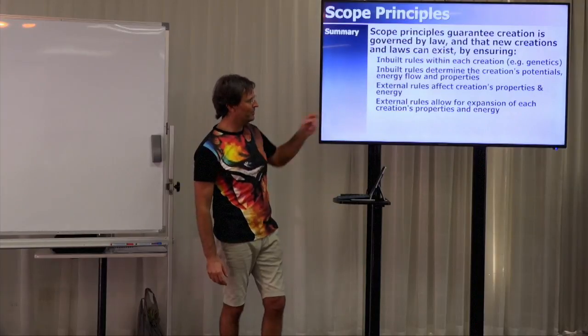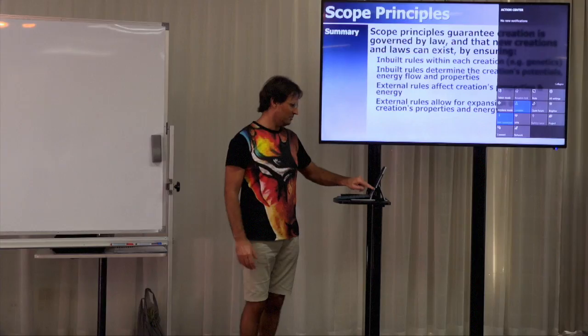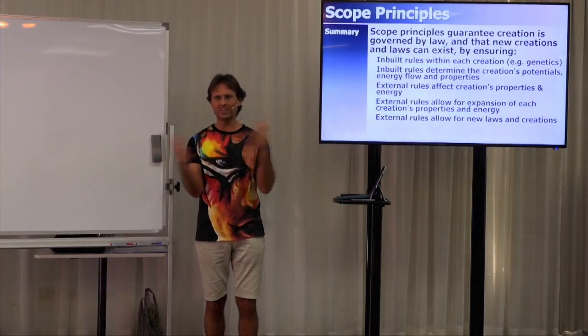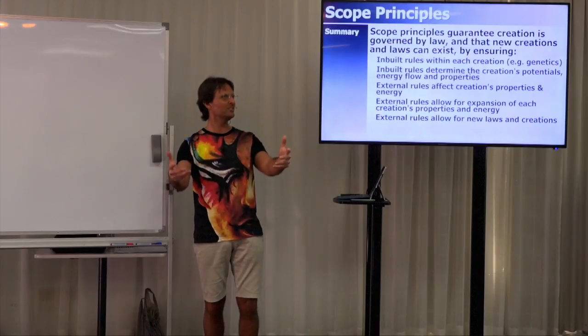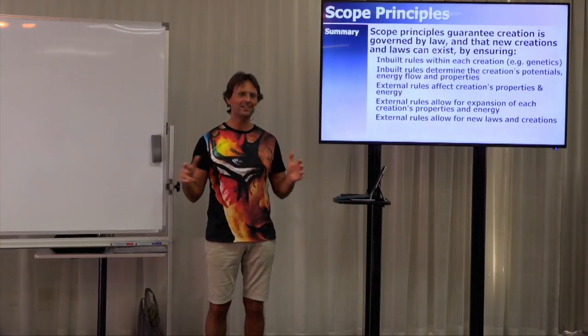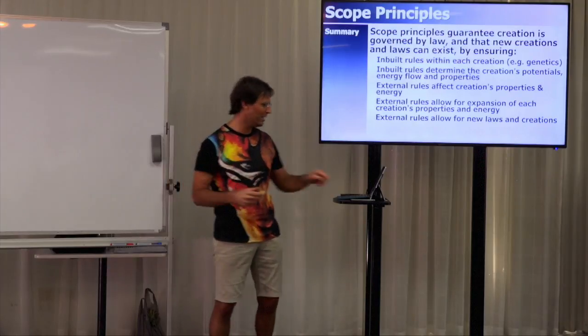Then there are external rules that allow for the expansion of each creation's property and energy. So in other words, there are rules externally, and also some internally as well, that allow for the expansion of capacity. And these rules are already set in motion. They're already there. They just have to be engaged in some way in order for something new to occur. And external rules allow for new laws and creations. So every time there's a new creation, obviously there has to be a law that governs that creation, so naturally a new law must also exist when a new creation comes into existence. But how the new law comes into existence is controlled by the scope principles, and that is by the sum total of all the other laws in the way that they are mixed together as to how the new law gets created. And we'll talk about that a bit.